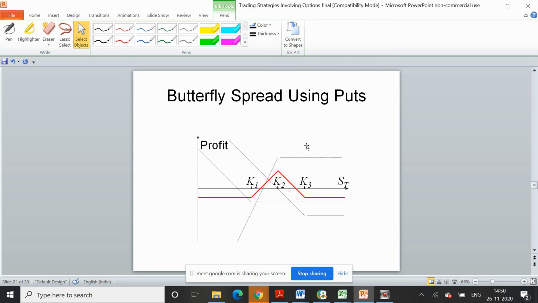So this is how you create a butterfly spread using put options. Next is calculation.